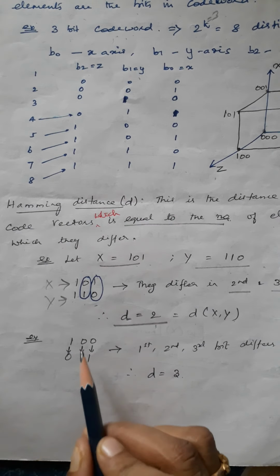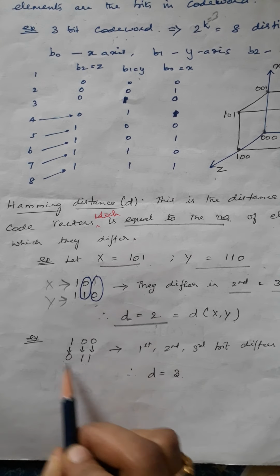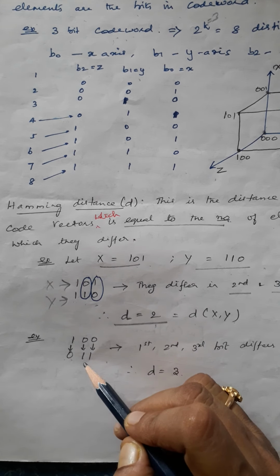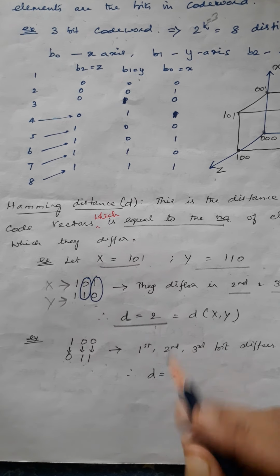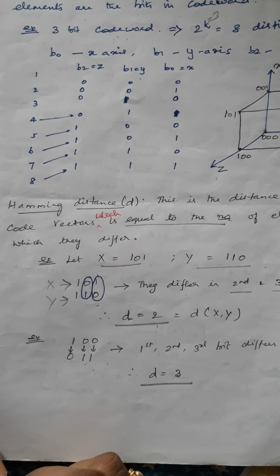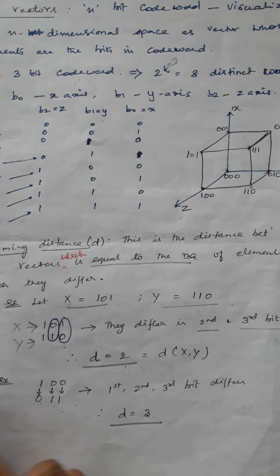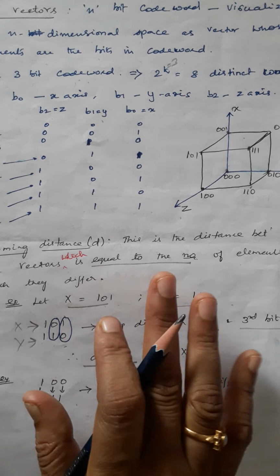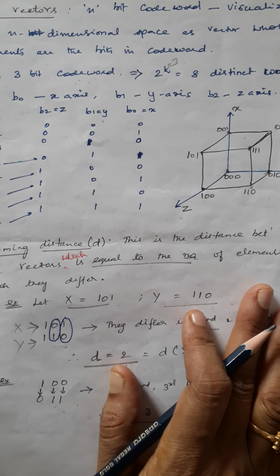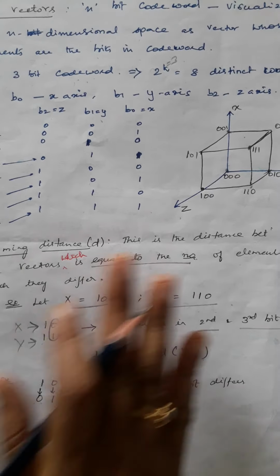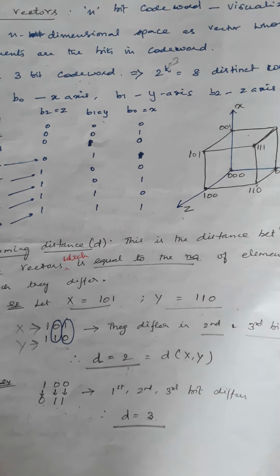Okay. For example, take another two code words, 100 and 011. First bit changed, second bit also changed, third bit is also changed. So the Hamming distance is 3. This is how you calculate the Hamming distance. It is the distance between two code vectors of equal length, given by the number of bits in which they differ.